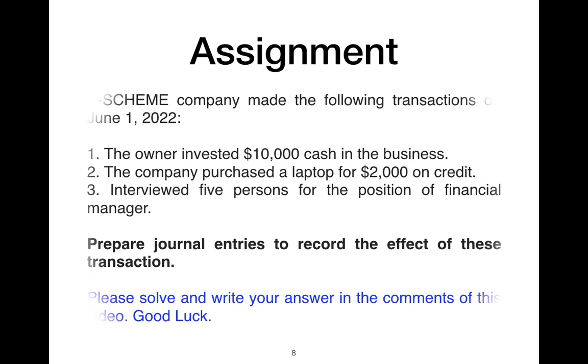Like what we do in all our lessons, please take a short break and come back to solve this example. You should prepare a journal entry for these three transactions. Please write your answer in the comments of this video. And feel free to ask me any question in the comments, and I will reply as soon as possible. Good luck!